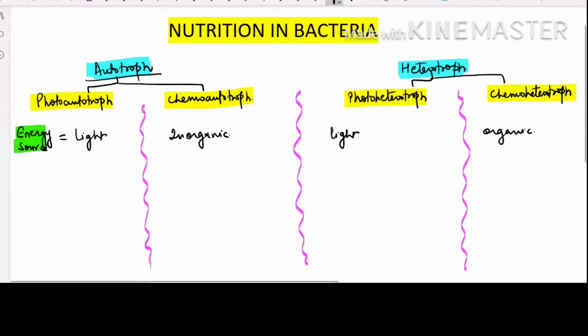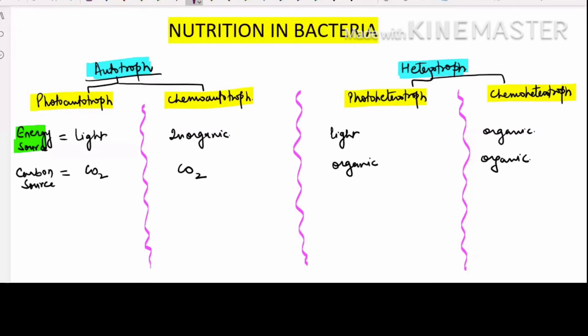Now see, next will be your carbon source. Carbon source will be carbon dioxide. It will be carbon dioxide. Here it will be some organic compound. And here also it will be organic compound.